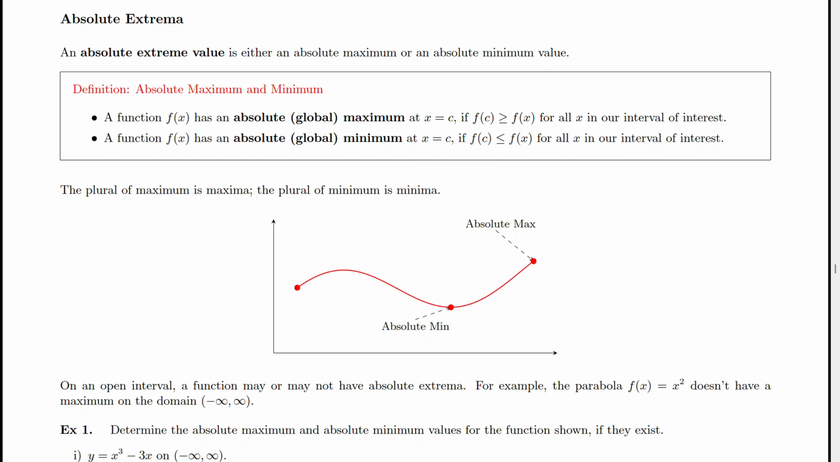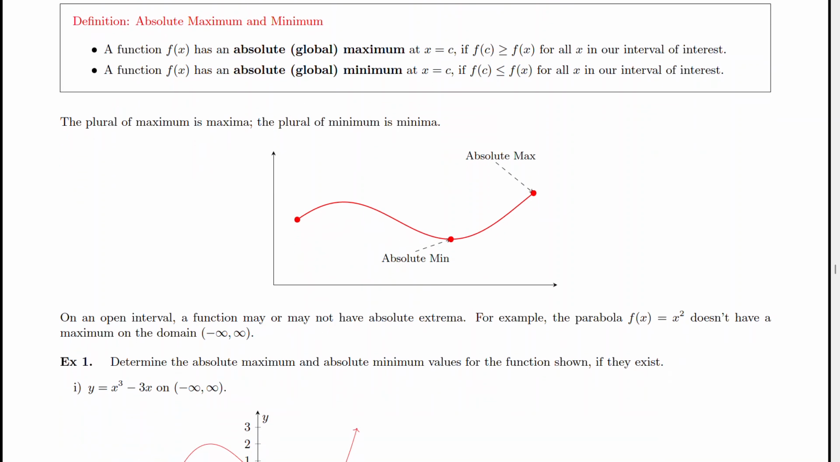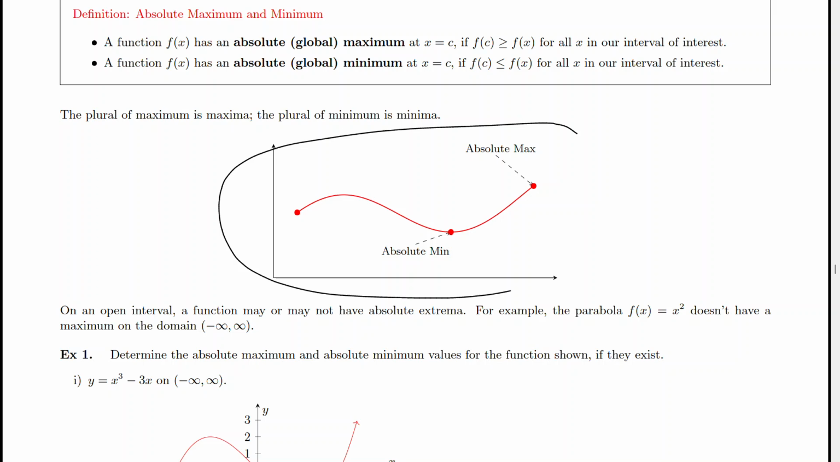And similarly, we will say that a function f of x has an absolute or global minimum at a place where x equals c if the y-coordinate at that location is less than or equal to all the other y-coordinates in the interval of interest. To illustrate this, there's a graph drawn here, and it has a couple of interesting points called absolute maximum and absolute minimum.